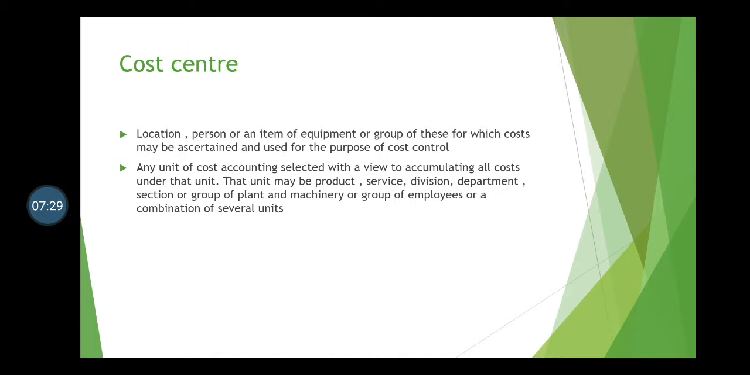So that unit may be a product, it may be a service, it may be a division, it may be a department, it may be a section, or it may be a group of plant and machinery, or a group of employees, or a combination of several units. Now the department, products under different departments. In an organization there may be departments. Department A is a cost center, department B is a cost center, department C is a cost center. In department A they may be producing different products, product X, product Y, product Z. So product X is a cost center, product Y is a cost center, product Z is a cost center.